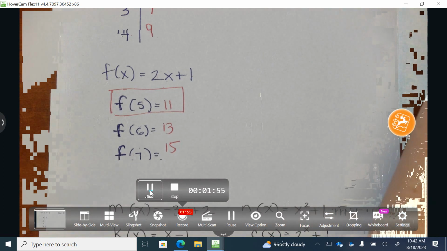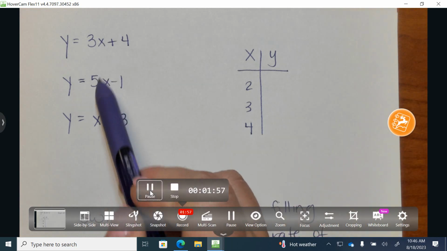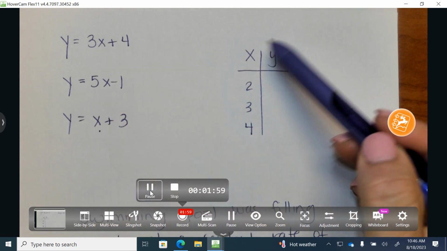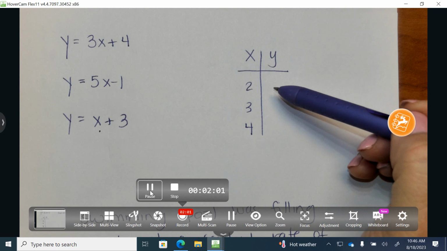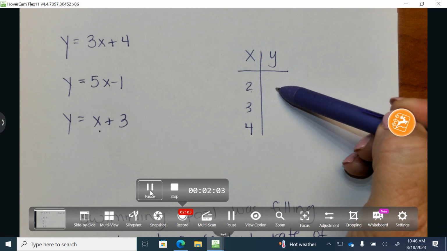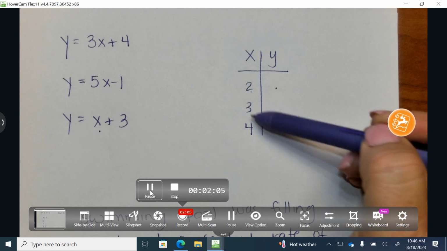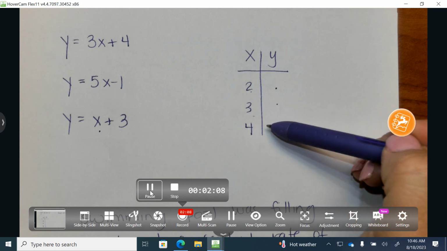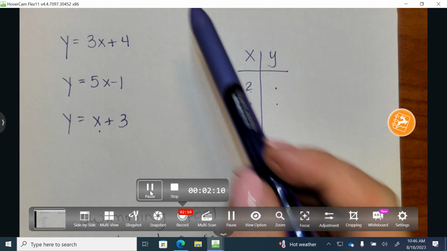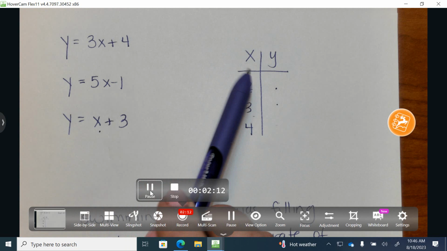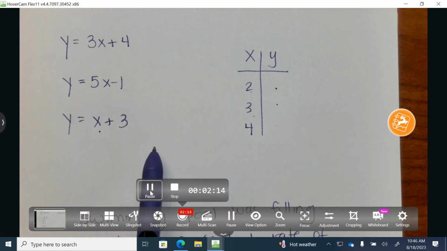If I provided you with the 3 equations that you see on the left-hand side, and I gave you a table of values, and I said, please fill in, what is the outcome here when you input 2? What's the outcome when you input 3, and what's the outcome when you plug in 4? You would probably feel really confused because you would not know which equation to use.